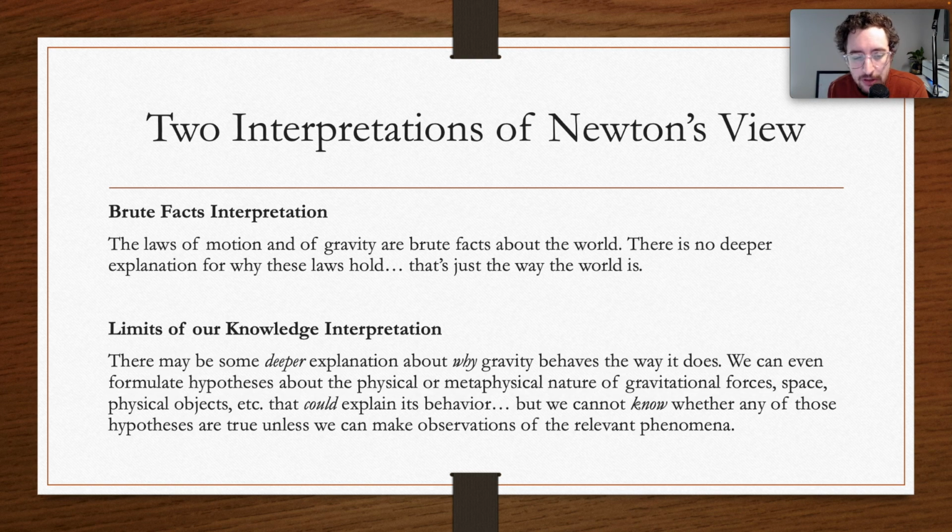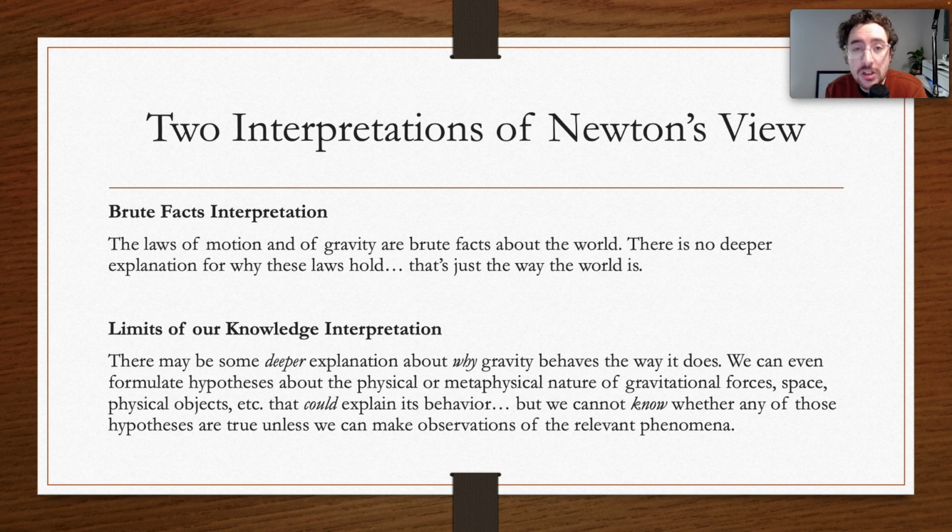Another interpretation of Newton, though, is that it's not a brute fact, but just a limit of our knowledge. On this interpretation, maybe there is some deeper explanation for why gravity behaves the way it does. We can maybe even formulate hypotheses about the physical or metaphysical nature of gravitational forces, about space, about physical objects, that, if they were true, would explain why gravity behaves the way it does. But perhaps Newton's claim is that even if there is this deeper explanation, we cannot know what that explanation is.